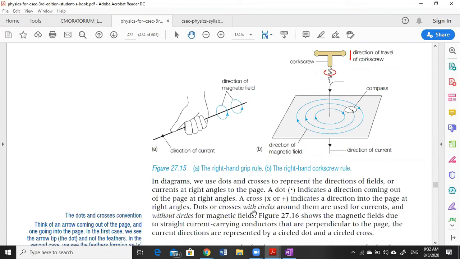So a dot or cross with a circle around it is used for currents, and without circles for the magnetic field. We can use dots to show when a current is going out of a paper, and we can use X to show that the current is going in. So there are two things that we're going to explore. You're going to see it eventually.